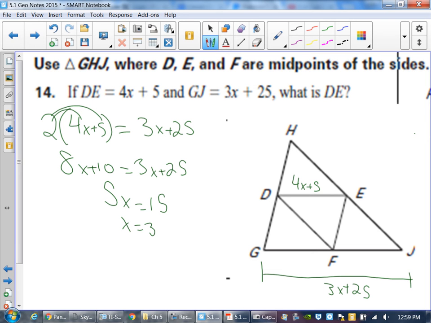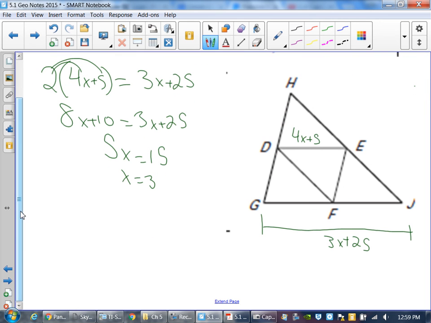So now you go back to the idea of filling in the blanks to figure out what you're trying to solve for. I think it was asking to figure out what DE was. Well, what's 3 times 4 plus 5? 17. Now, if we did this correctly, if this is 17, this should then equal 34. Do you guys agree? Well, what's 3 times 3? 9. What's 9 and 25? We math. Okay, so we're good there.